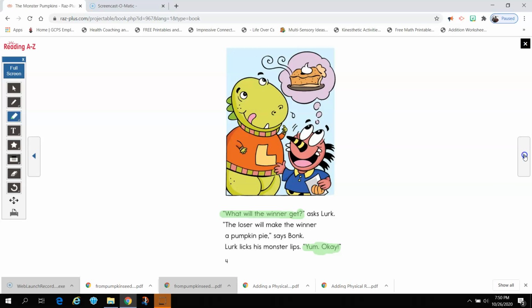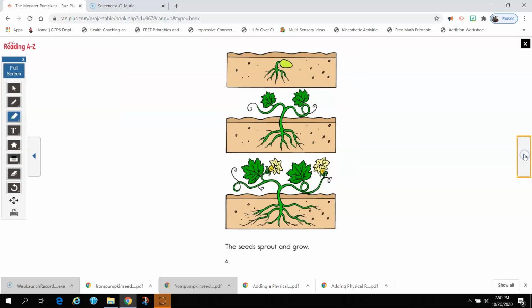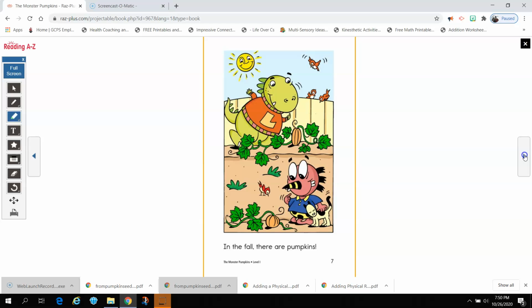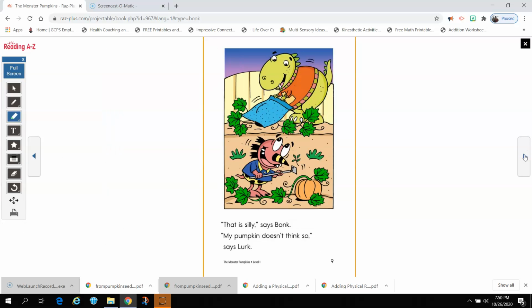"Yum," okay. Now, I'm going to go to the next page, and I don't see any quotation marks. I don't see any quotation marks on this page either. Or on this page, or on this page. But guess what? I see some on this page right here. Let's read it and see who's talking. "That is silly," says Bonk. Is that Lurk? No, that's Bonk.